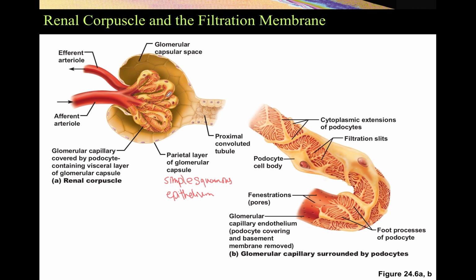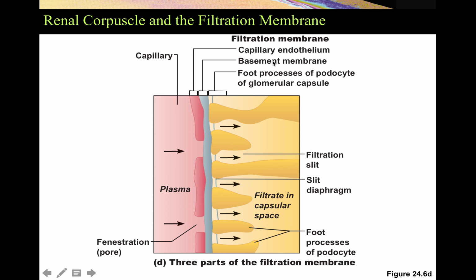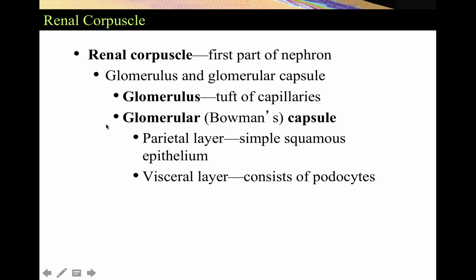And then what you see around your network of capillary, which we identified as glomerulus, is these yellow cells that kind of look like alien cells wrapping themselves around the capillaries. These cells are referred to as podocytes, and they form what? They form the visceral layer of the glomerular capsule. So just to review what I'm pointing out, glomerulus is still glomerulus, right? So glomerulus is basically a collection of capillaries.